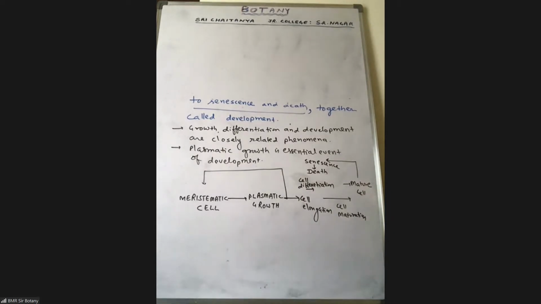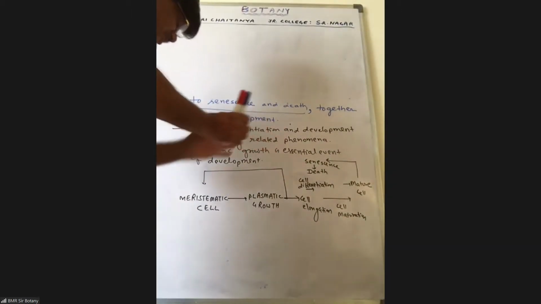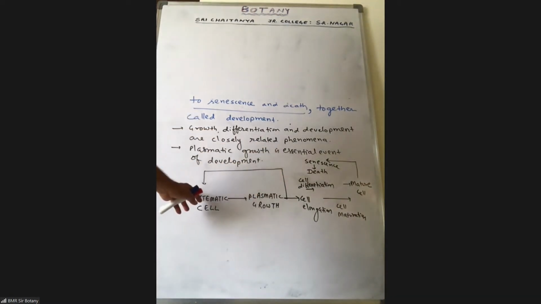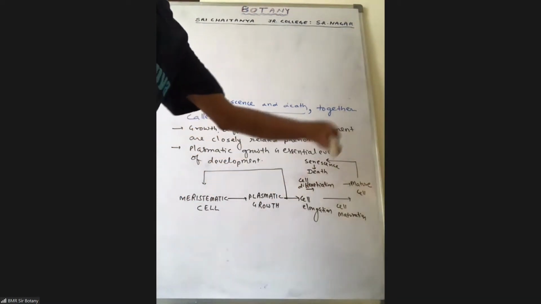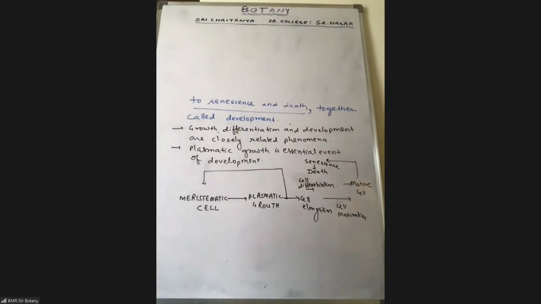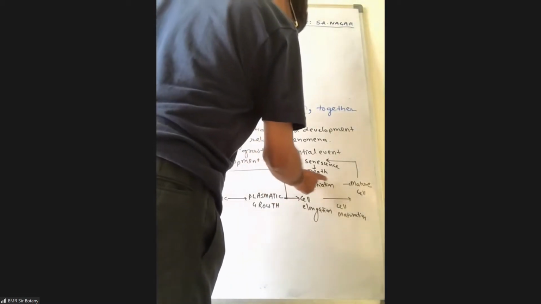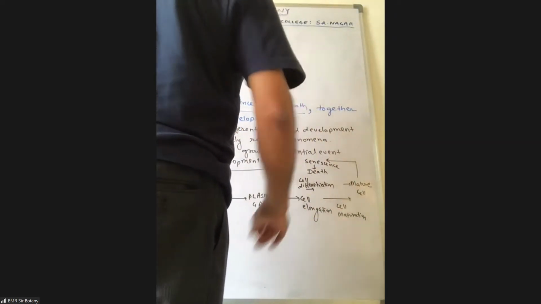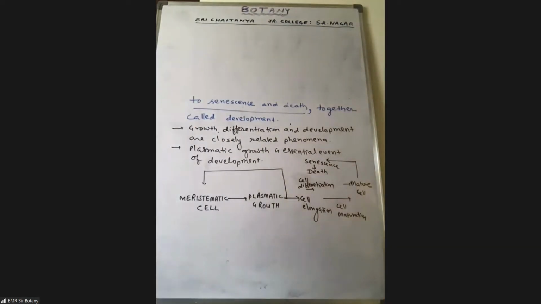Okay. So, what is meant by plasmatic growth? Protoplasmic contents increase, Nana, followed by cell division. On one side, it will give rise to meristematic cells. On the other side, it will convert into permanent tissue, followed by senescence and death. Actually, this is followed by this, followed by this. Instead of writing alternately, all should be taken in a row.